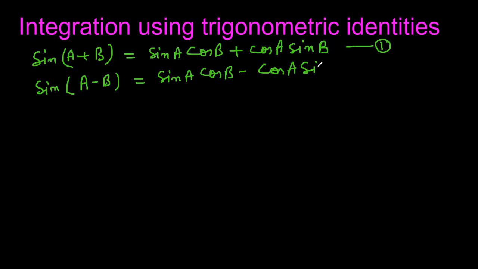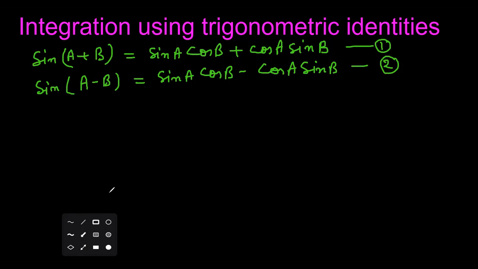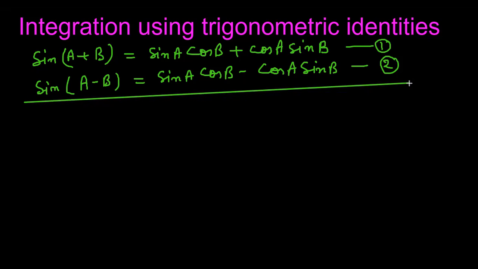This is sine of B. This is formula number 2. Now what we are going to do is simply add these formulae. Adding these two, this positive and this negative should cancel, and these two like terms should be added.